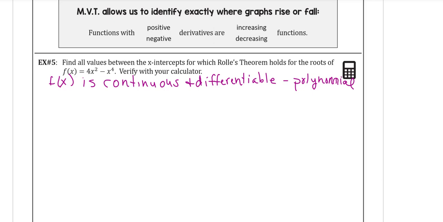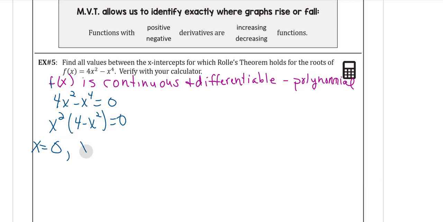So what we want to do is first find the x-intercepts. So I should write here Rolle's theorem applies. Well, it's going to. I'll get to that in a second. I'm getting ahead of myself. Because I need two endpoints that have the same y value, and I'm going to get those from the x-intercepts. So I'm going to take my function and set it equal to 0 to find the x-intercepts. So I have x squared times (4 minus x squared). So I have 3 x-intercepts. I have 0, I have 2, and I have -2.